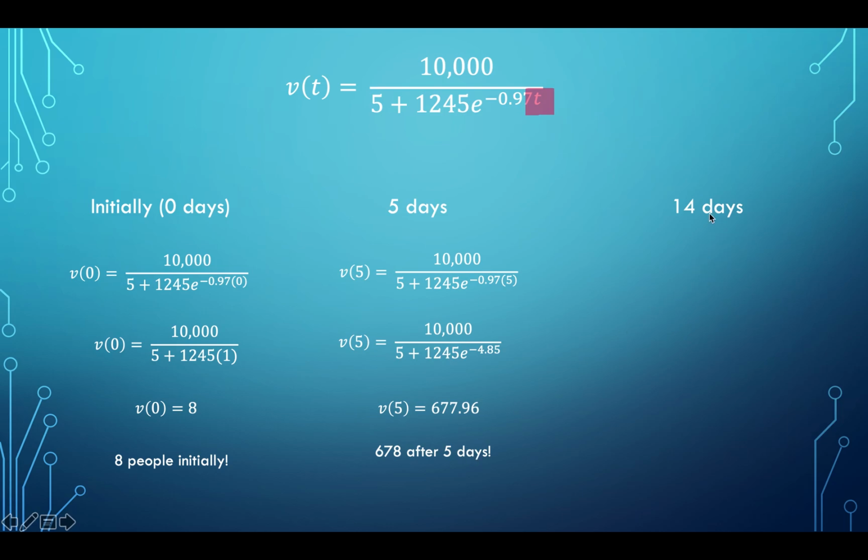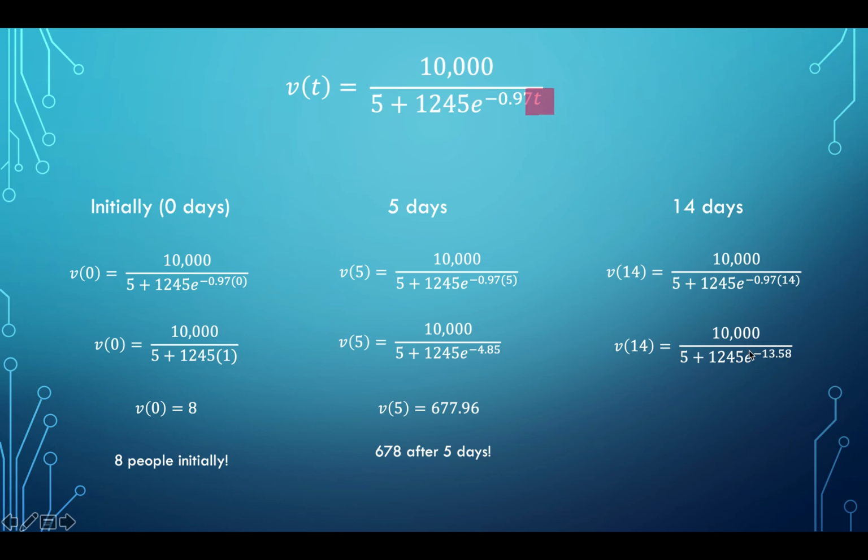Lastly, I want to know how many people are infected after 14 days. So I do the same exact thing. Instead of using 5 now, I'm going to use 14. So it's the same formula. We're just changing the t every single time. So we go ahead and multiply 0.97 times 14, and we get negative 13.58.